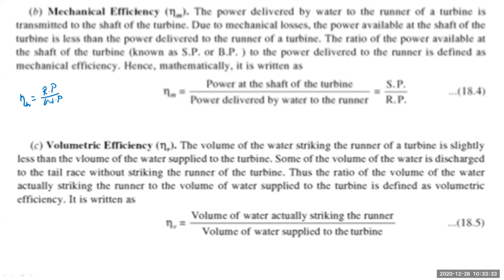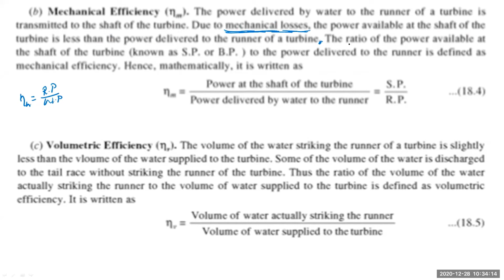The power delivered by water to the runner of the turbine is transmitted to the shaft of the turbine, with some mechanical losses. In the previous case, what was the cause of loss? The cause was that the vane surfaces are not smooth, so there were some frictional losses when the water was flowing over the vanes. Here, mechanical losses mean the shaft is there in the bearing, so there will be mechanical losses, and the power available to the shaft of the turbine is less than the power delivered to the runner of the turbine.